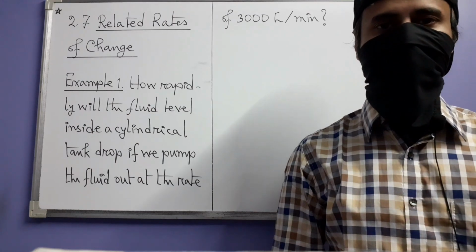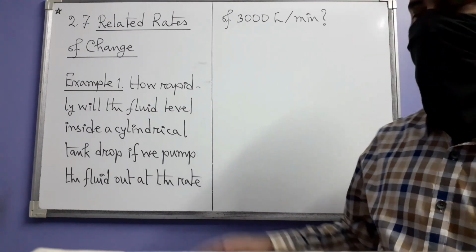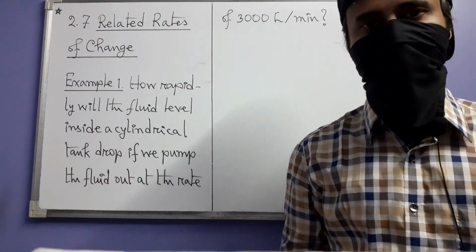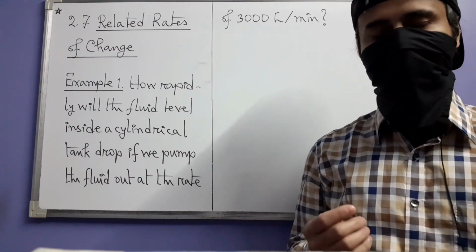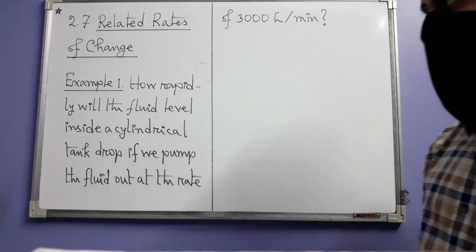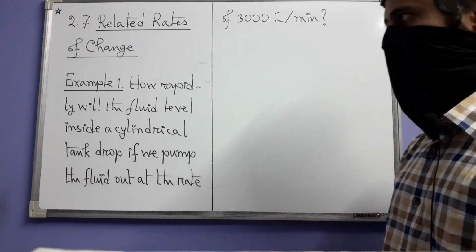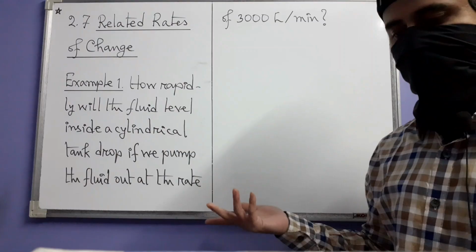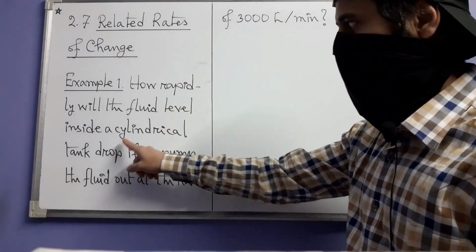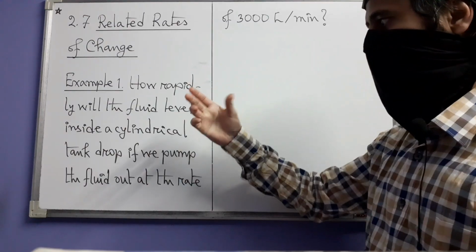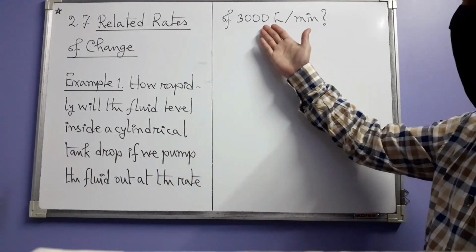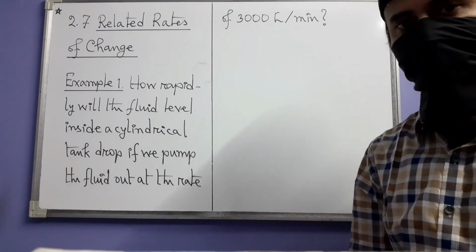So we are starting the next section, which is about related rates of change. We already know that derivatives are rates of change, and in this section we are going to see how different rates of change are related. So let's start with this example, example 1, which is actually a question: how rapidly will the fluid level inside a cylindrical tank drop if we pump the fluid out at the rate of 3000 liters per minute?